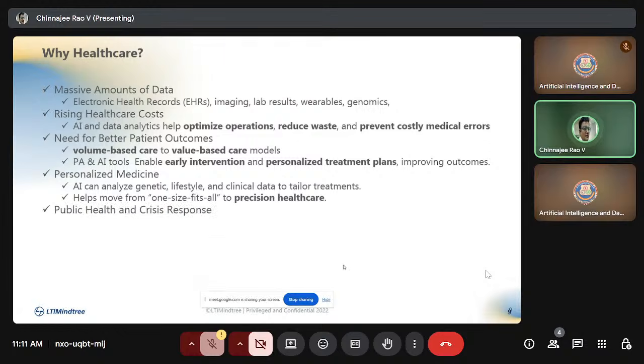Then public health and crisis response. Real-time data analytics will aid in tracking disease outbreaks. Let's take COVID. Do you know when the digital market boomed? At the time of COVID. Before that, the digital market share was 10 to 20%. After COVID, the digital market became 80 to 90%.